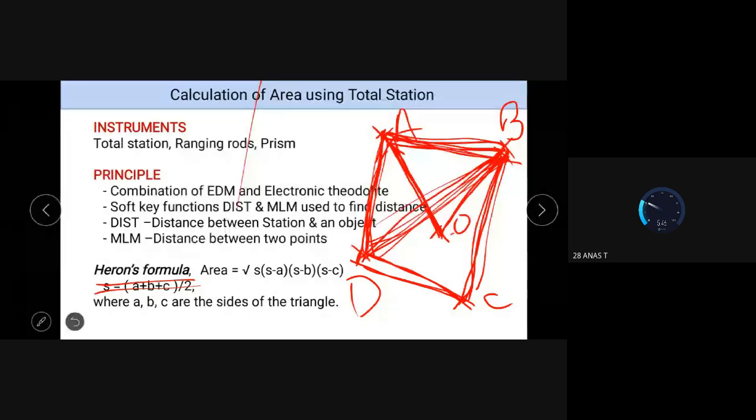And this process is repeated so that we get AB, BC, CD, DA and DB. I hope you understand.